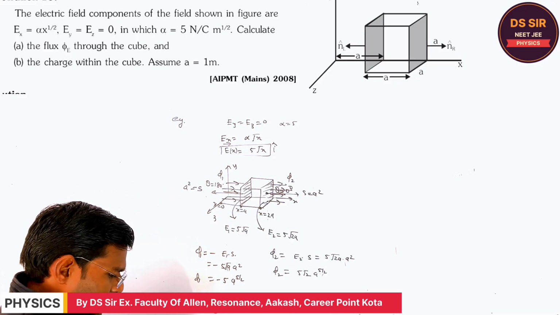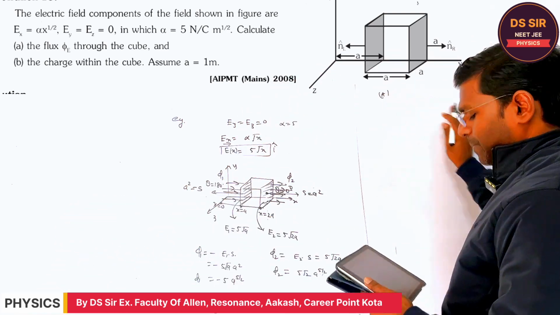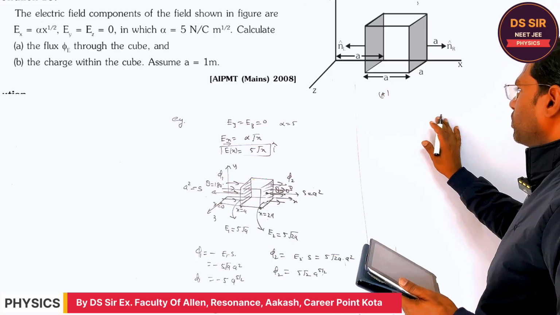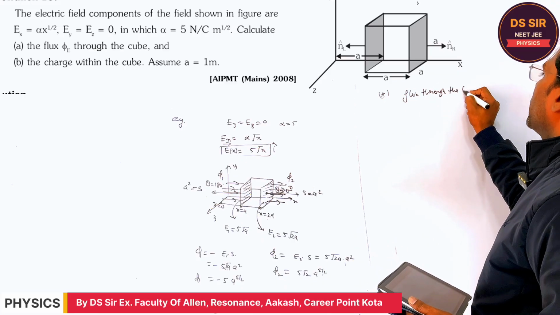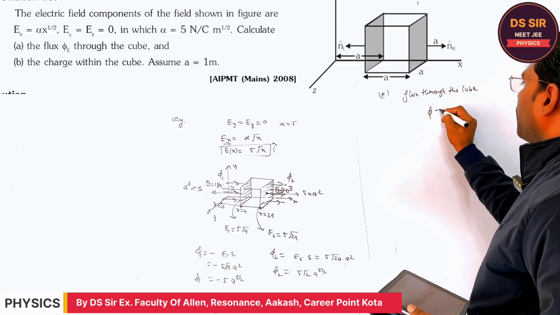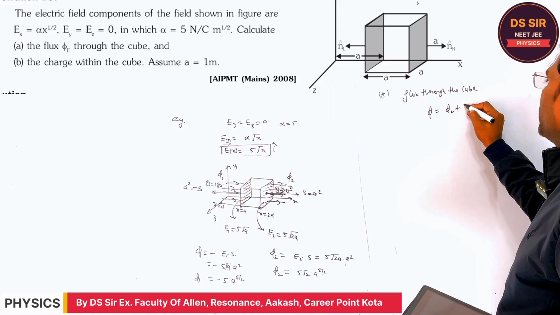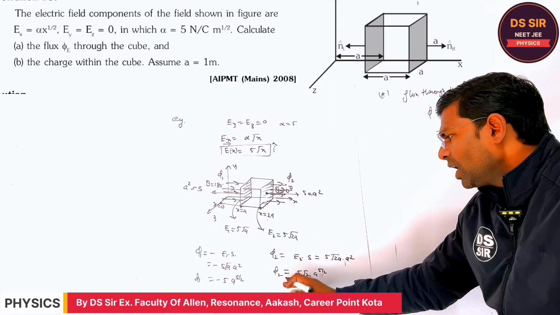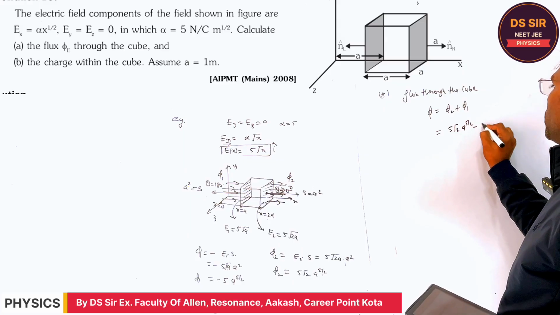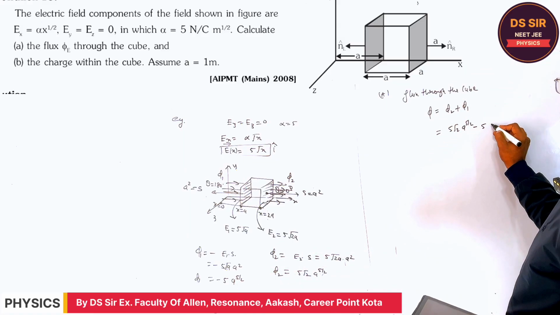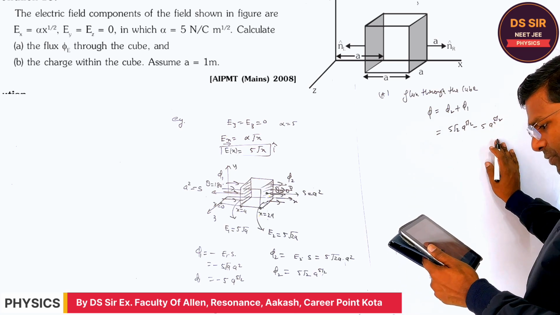So what are they asking in part A? What is part A? They are asking the flux through the cube. Flux through the cube, right? Flux through the cube is what? Phi 2 minus phi 1, or you may write phi 2 plus phi 1. This is the outward flux, 5 root 2 a to the power 5 by 2 minus 5 a to the power 5 by 2. Fine. Yes, sir.